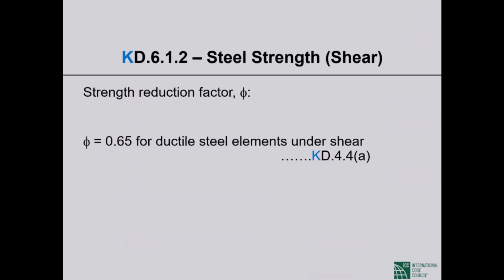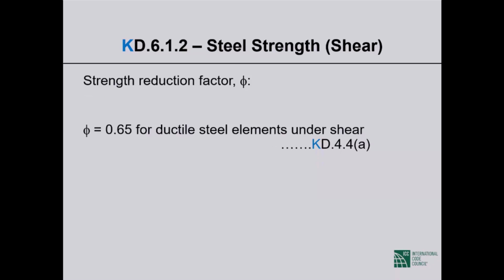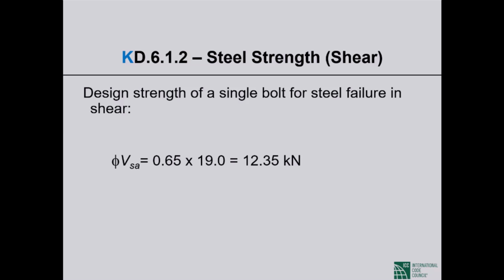Phi factor for shear failure of steel anchor is 0.65. Ductile steel element under shear, 0.65. No additional 0.75 because this is a steel failure mode, not a concrete failure mode. So the design shear strength is 19 times 0.65, which is 12.35 kilonewtons. This is for a single anchor, single bolt.